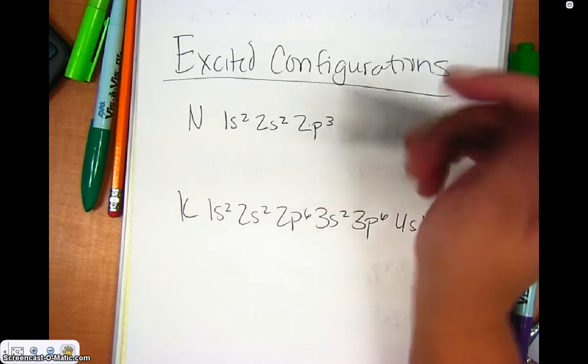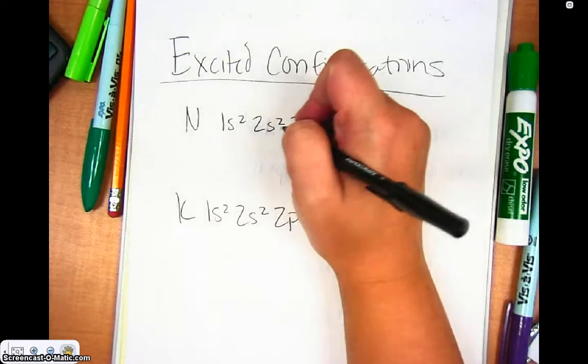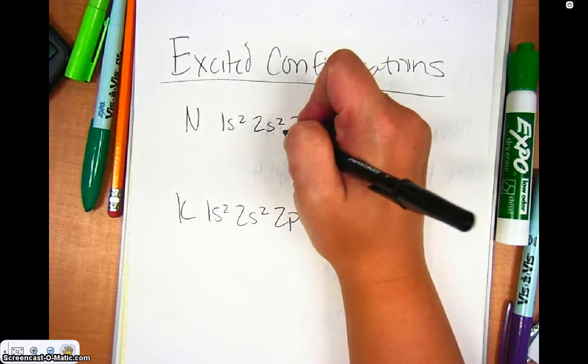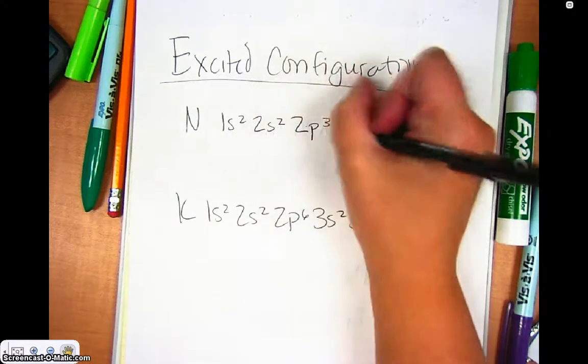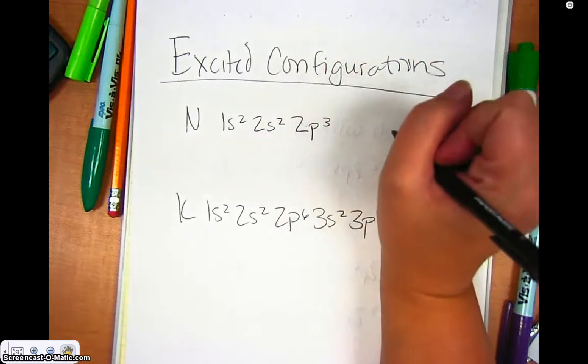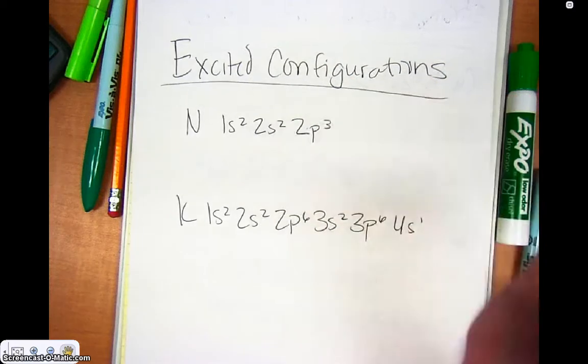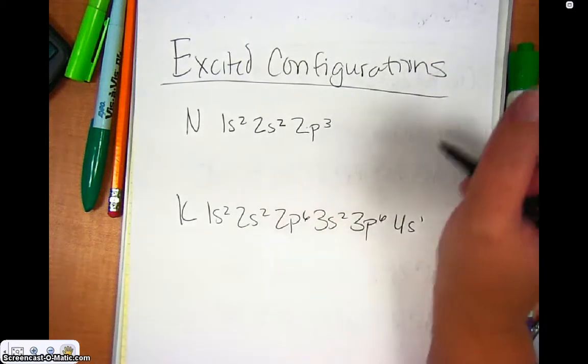So even though it's excited, S is only ever going to hold 2. You're never going to have like S3. You're never going to have P7. You're never going to have F17. So you'll never hold more electrons than you can within the orbital.